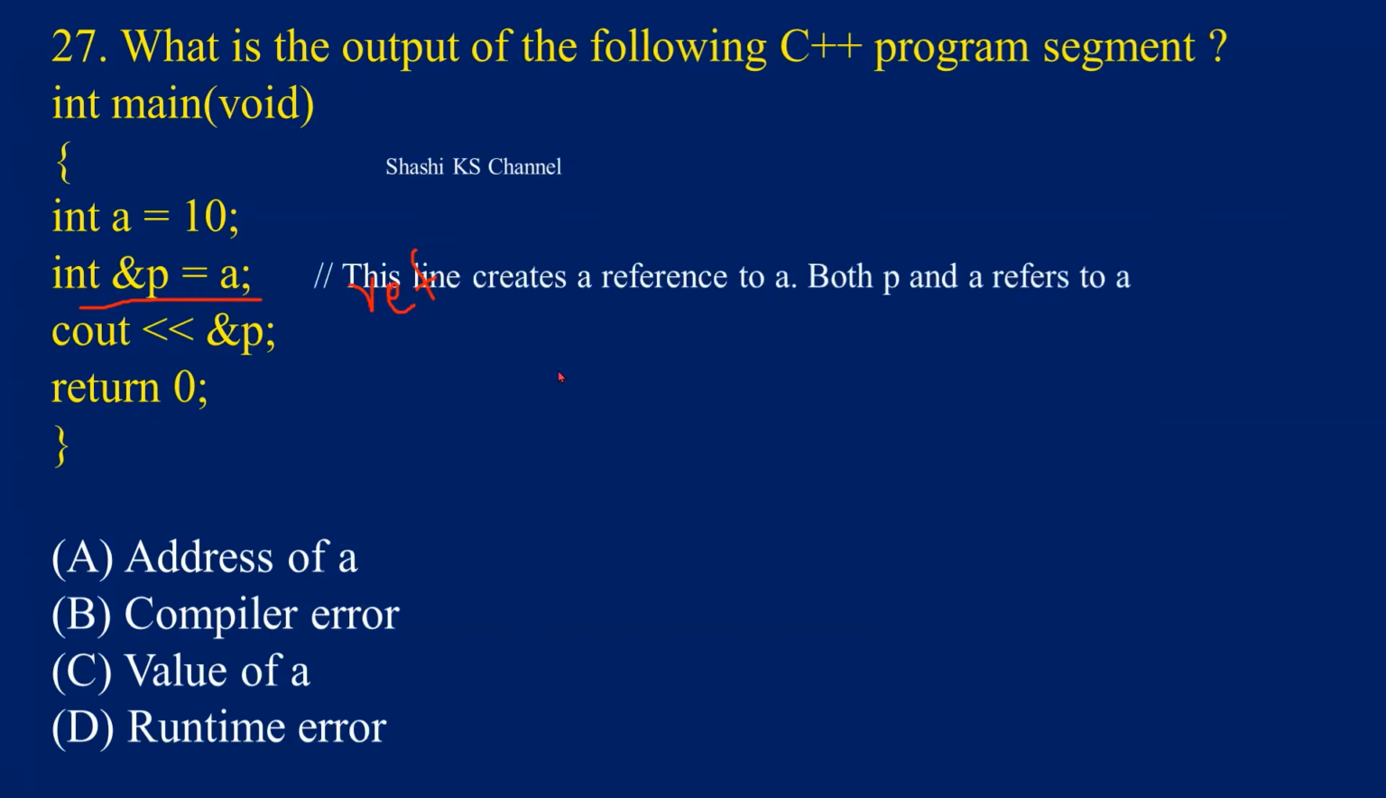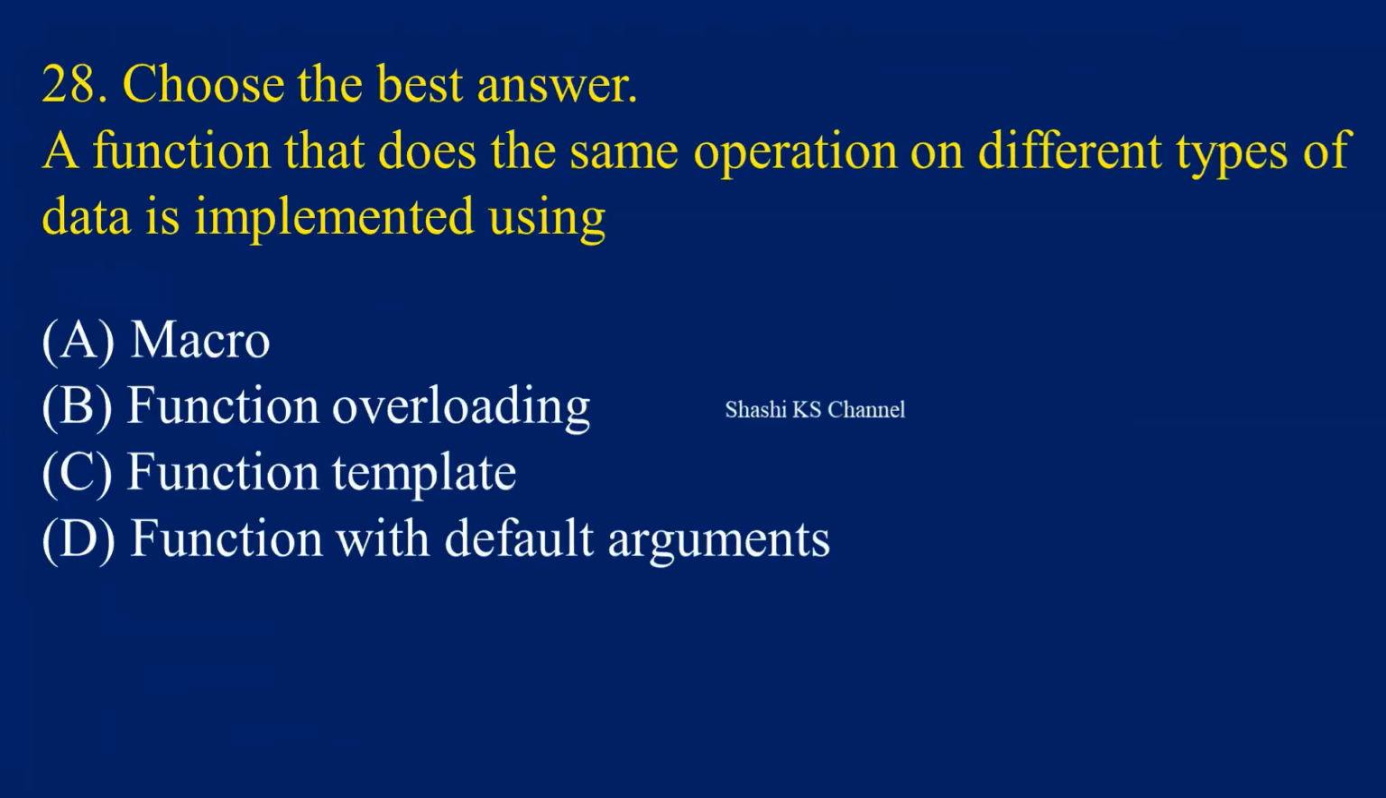The next one is, a function that does the same operation on different types of data is implemented using. So here the answer is option C, function template. Function template reduces the size of the code, and depending on the data type which is actually used, the compiler internally generates the code. So that concept is called function template. So the answer for this would be function template.